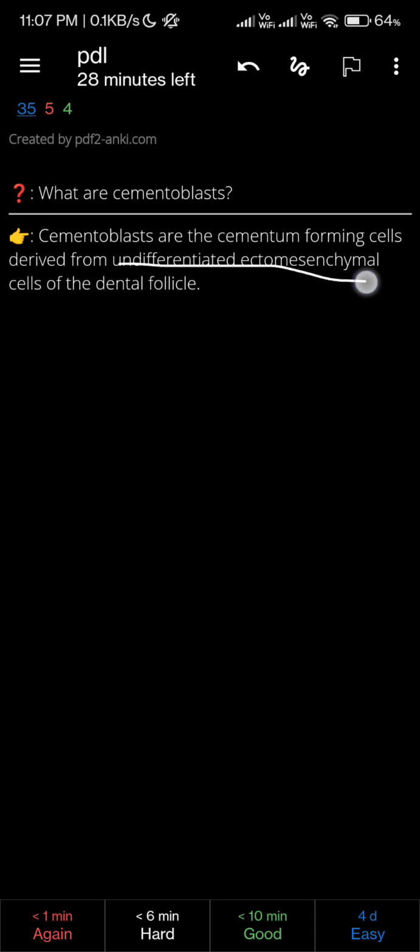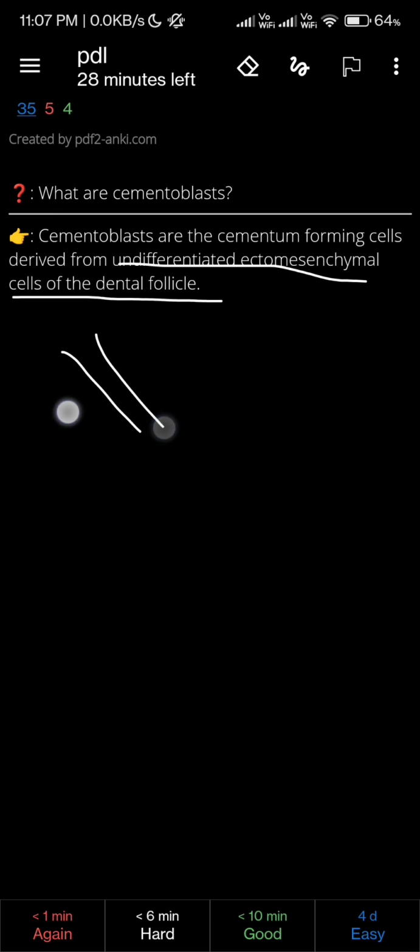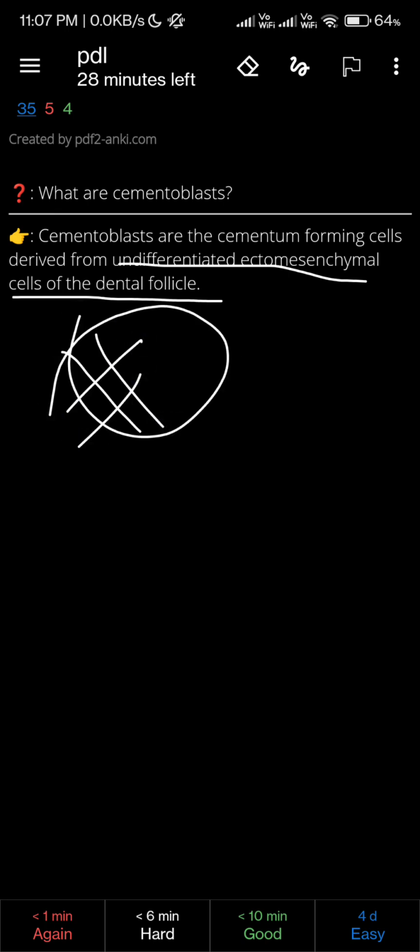Derived from undifferentiated ectomesenchymal cells of the dental follicle. So what is the functional importance of cementum? They cover the root. What else?